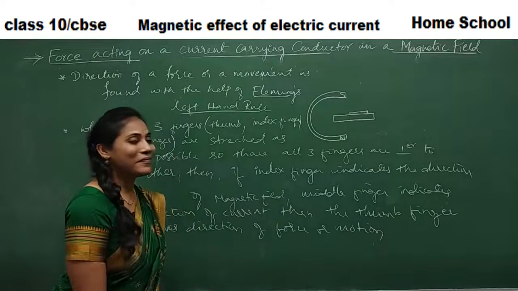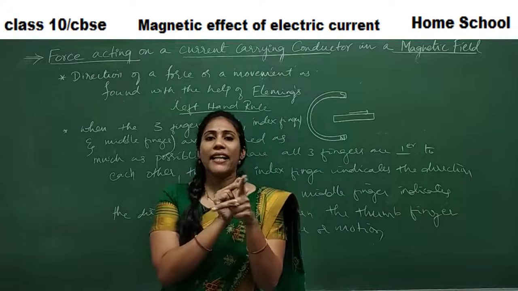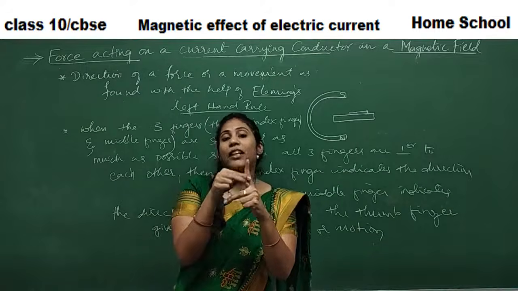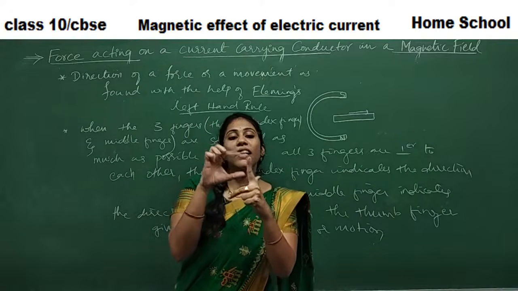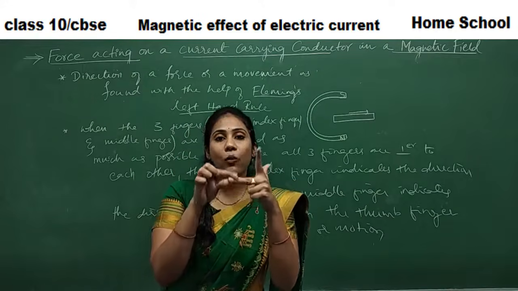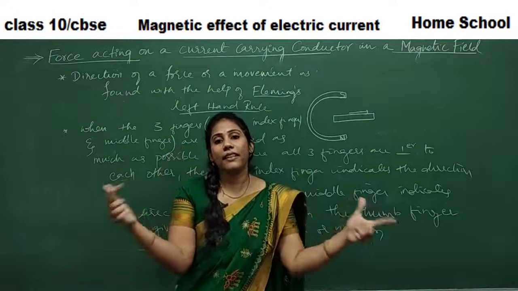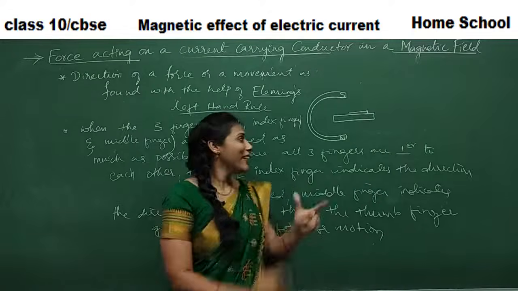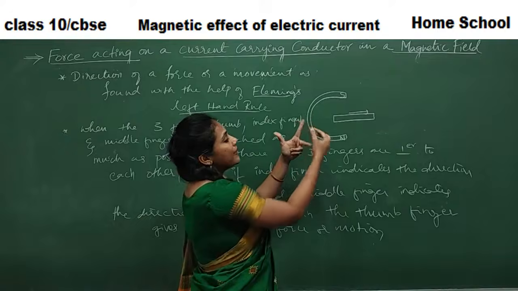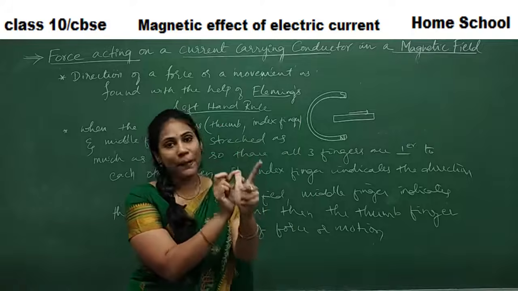Clear? Very simple. When three fingers are stretched as much as possible so that their positions are mutually perpendicular to each other, the index finger indicates the magnetic field, the middle finger indicates the current, and the thumb finger indicates our important thing, that is force. So with the help of this rule, if you know the direction of magnetic field and the current, you can always find the direction of the thumb.